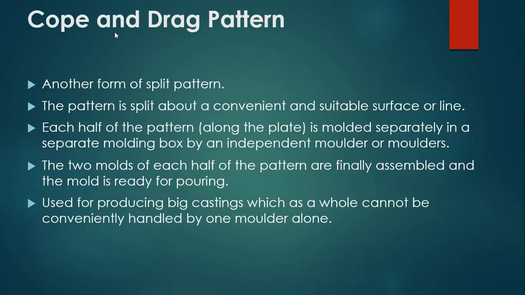Each half of the mold cavity is separately prepared by a separate molder, and they are joined together to form a complete mold cavity. That is called a cope and drag pattern. This is used for larger sizes of casting as a whole, which cannot be suitably handled by one molder alone. Two molders are required to handle the cope and drag pattern, because it is the largest type of pattern, and the pattern is divided into two parts. That is a cope and drag pattern. This is one type of split pattern.